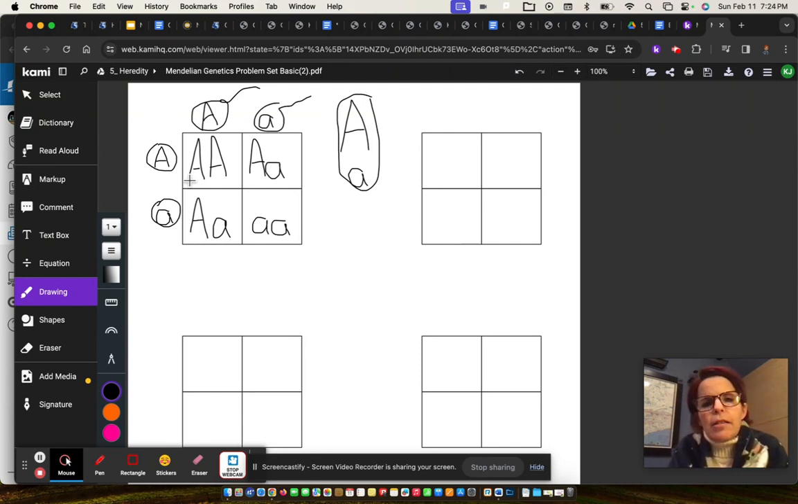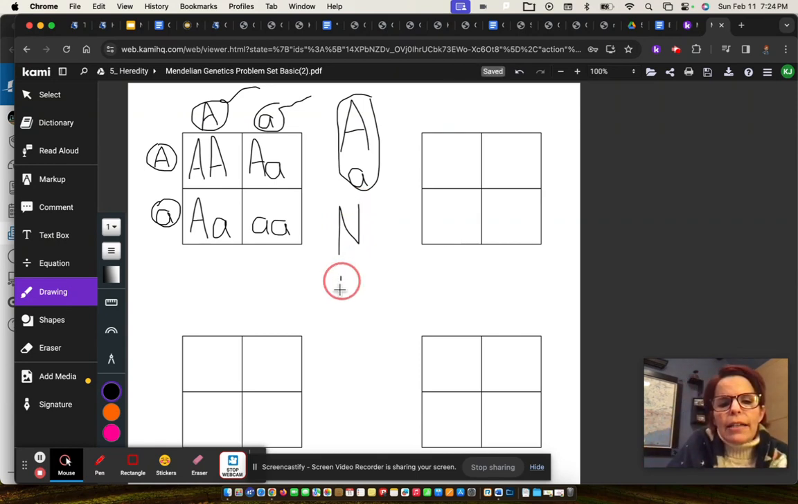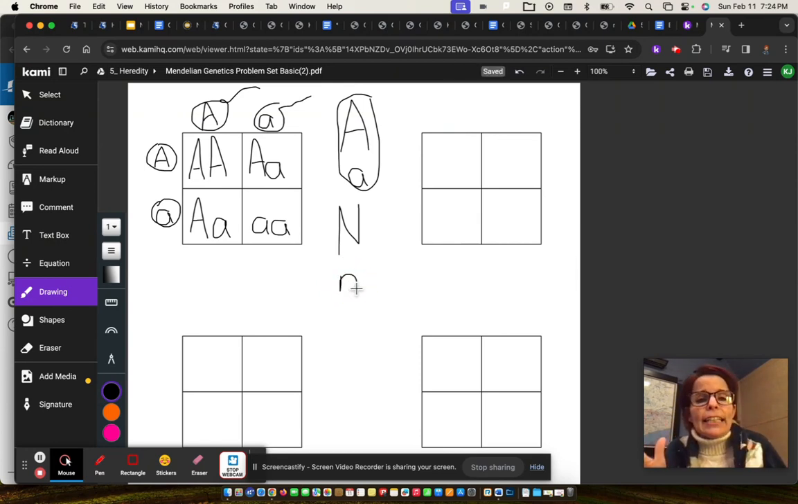Okay, so let's try cystic fibrosis. Cystic fibrosis is caused by a recessive trait. And let's just, for whatever reason, use the letter N for normal or no cystic fibrosis. And then the lowercase n means they do have cystic fibrosis. So let's say again that we have two parents that are carriers. A carrier is someone who is normal or doesn't have the genetic disorder, but they have it hidden in their DNA so they can pass it on to their offspring.